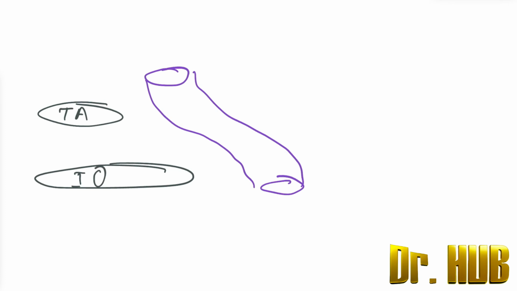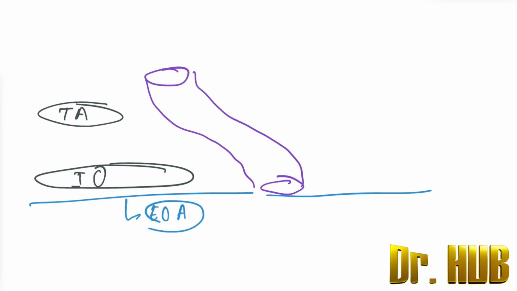Next, let's look at some muscles. There is the TA, the transversus abdominis. Next, there is another muscle, the internal oblique. Then there is a lining here, which is the external oblique aponeurosis. So TA stands for transversus abdominis, IO is for internal oblique, and EA stands for external oblique aponeurosis.